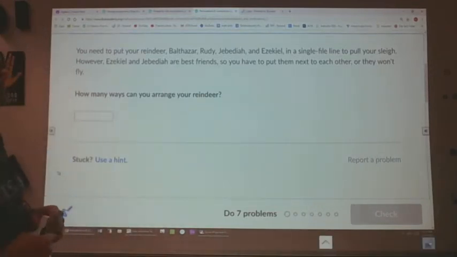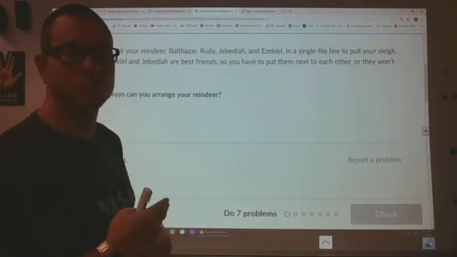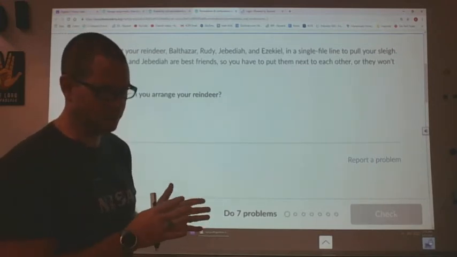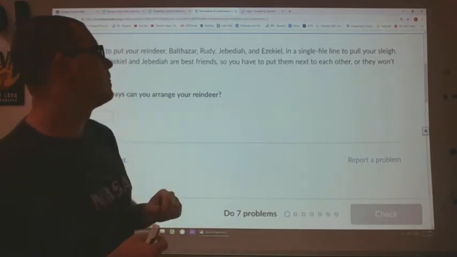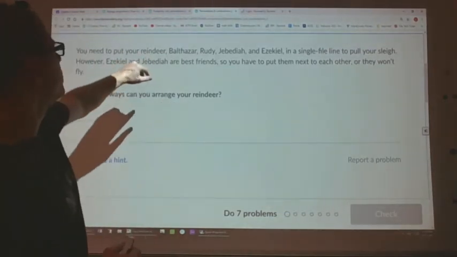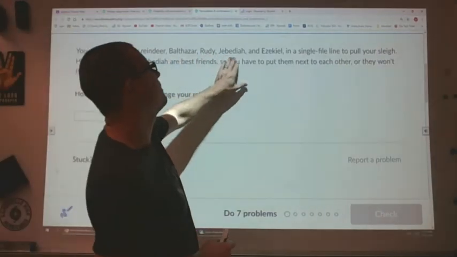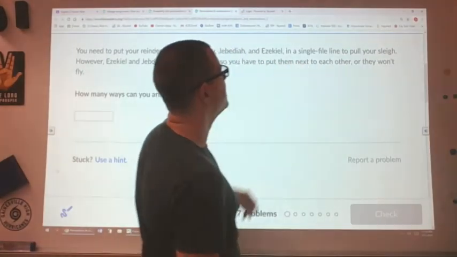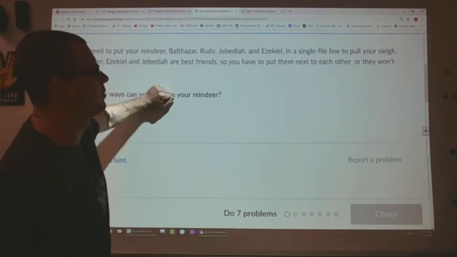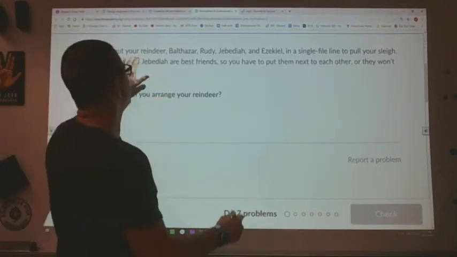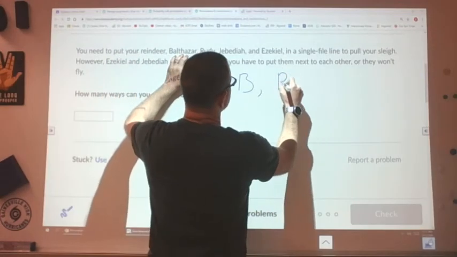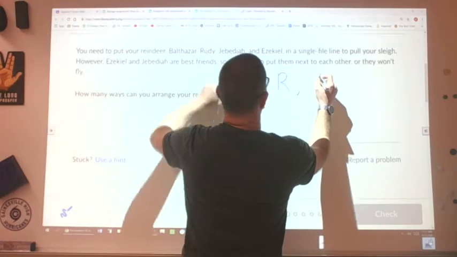Now, like I said, these questions are not as straightforward as the previous two exercises of just permutations by itself and combinations by itself. So let's read it and kind of try to figure out what's going on. It says, you need to put your reindeer, Balthazar, Rudy, Jebediah, and Ezekiel in a single file line to pull your sleigh. However, Ezekiel and Jebediah are best friends, so you have to put them next to each other or they won't fly. So you've got four reindeer. You've got Balthazar, you've got Rudy, you've got Jebediah, and Ezekiel.